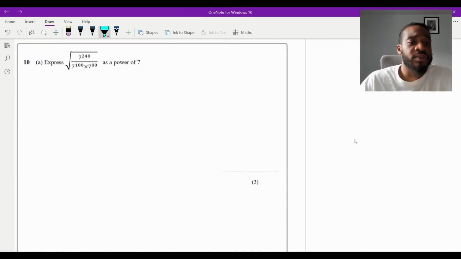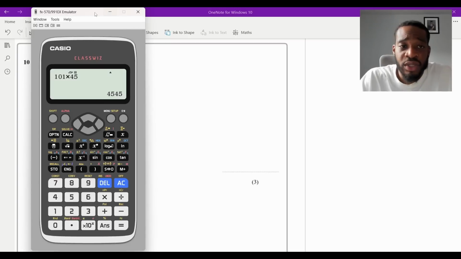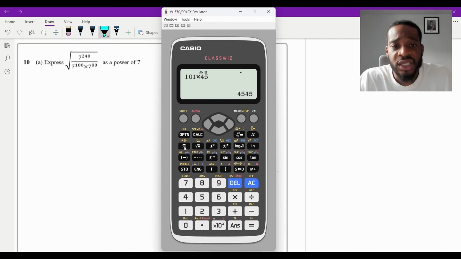7 to the power of 100 times 7 to the power of 80 as a power of 7 for 3 marks. Now, it is a calculator paper, so maybe your first thought is to actually plug this in and see what happens, but let's actually see what happens when we do it.